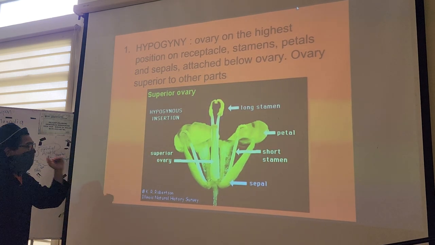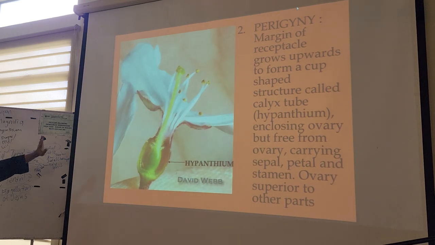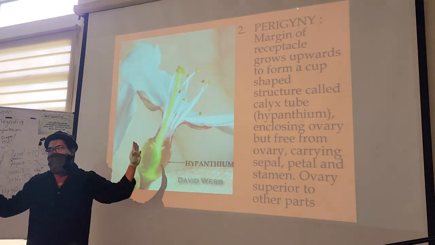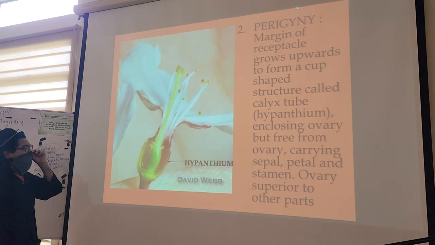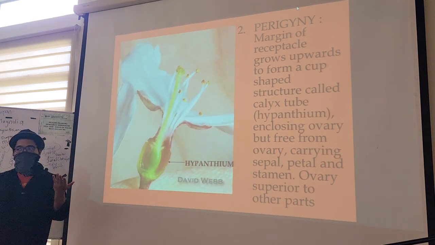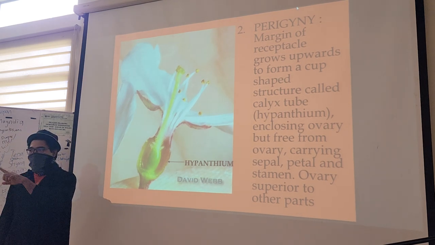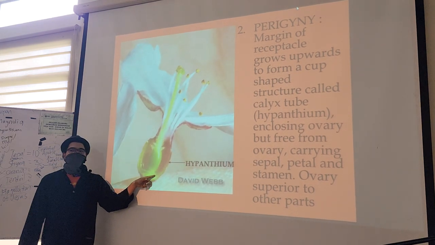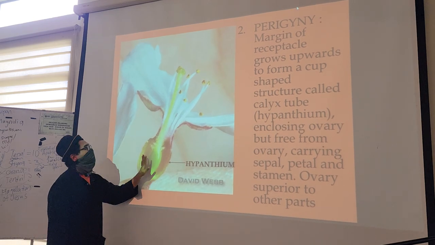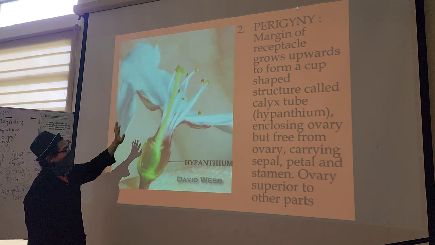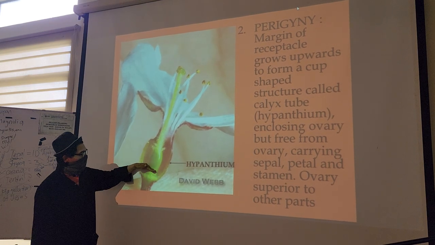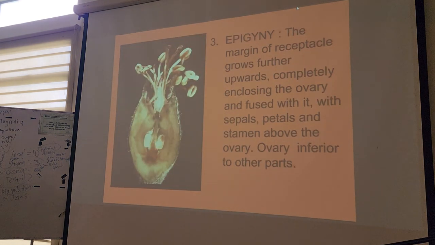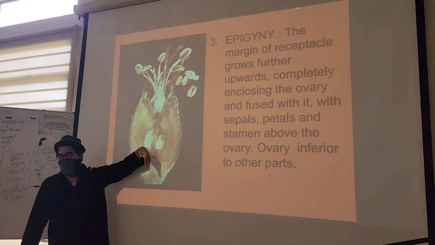Okay? Next. And then you have the perigyny. So, you have your ovary, but it starts to have a hypanthium. Just now, no hypanthium, because everything is on one level. When it starts to have a hypanthium, which is the floral cup, remember, okay, hypanthium, the floral cup, the base here, what is it? Receptacle or thalamus, right? Okay, so the ovary is still superior because the ovary is on top of it, at the beginning, at the source.